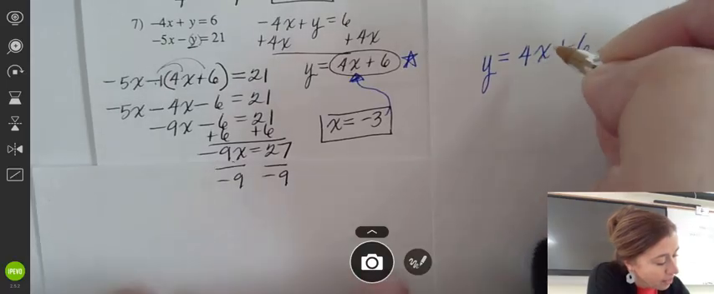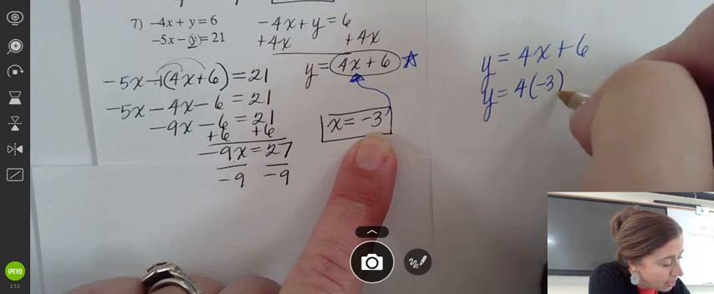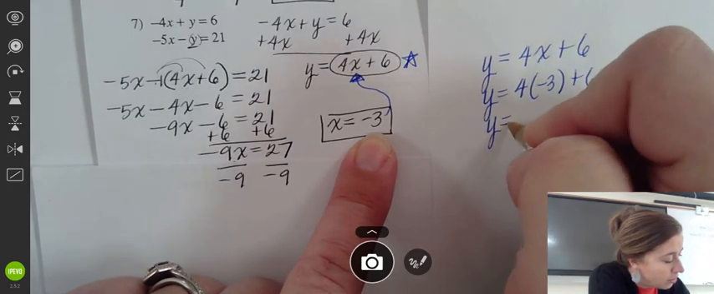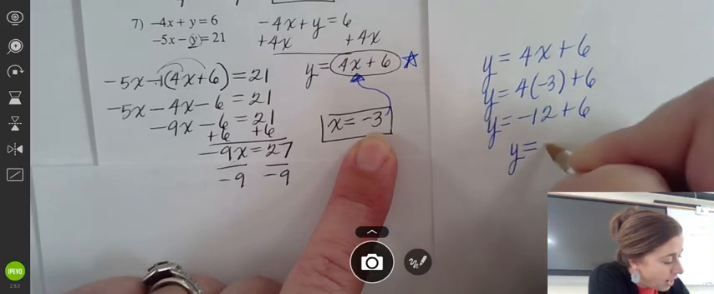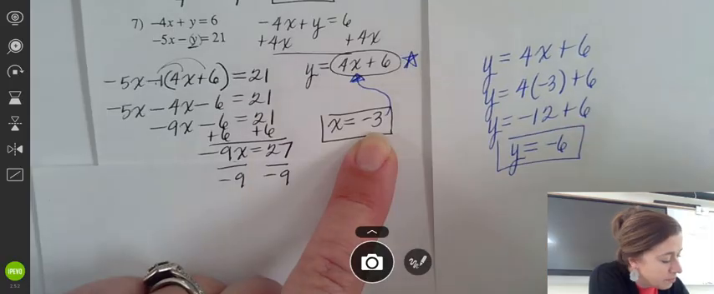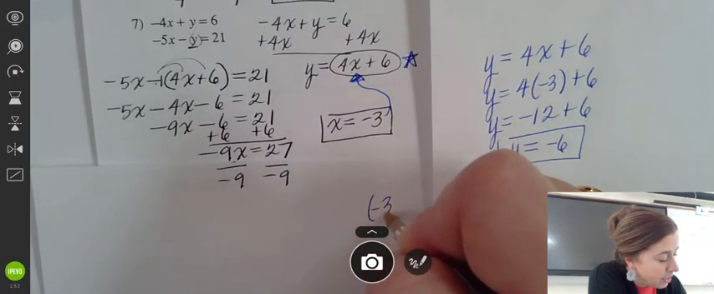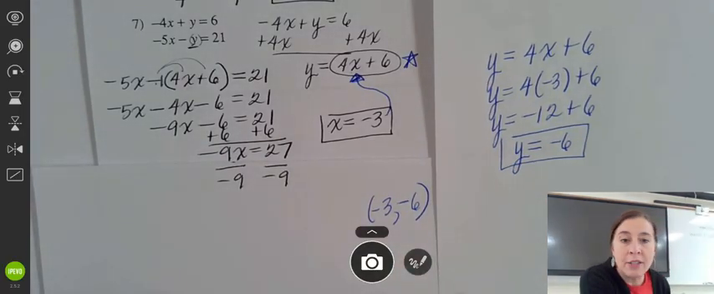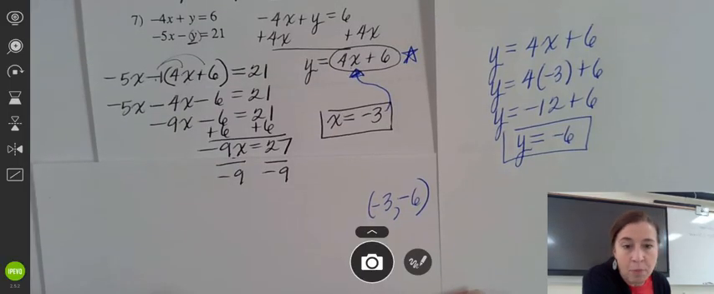I'm going to take the x out. I'm going to put a -3 in its place. 4 times -3 plus 6. So that's y equals -12 plus 6, or y equals -6. My ordered pair is -3, -6. Again, I strongly suggest that you check that ordered pair back into both of the original equations to make sure you've done it correctly.